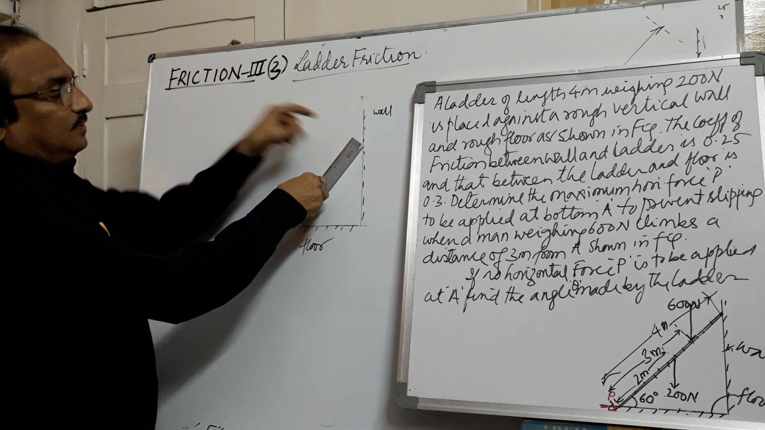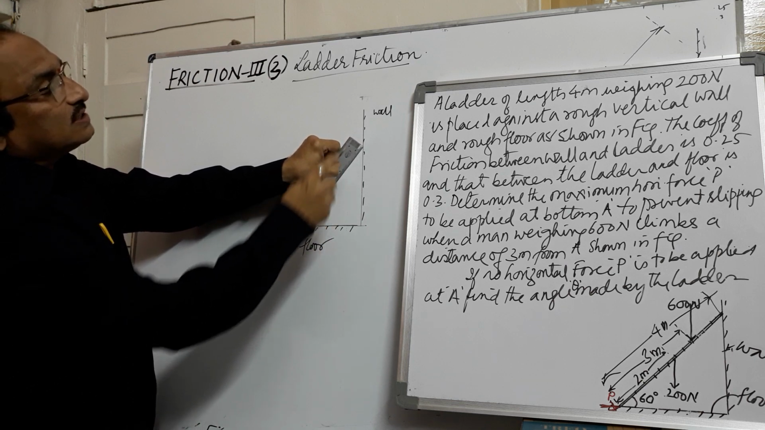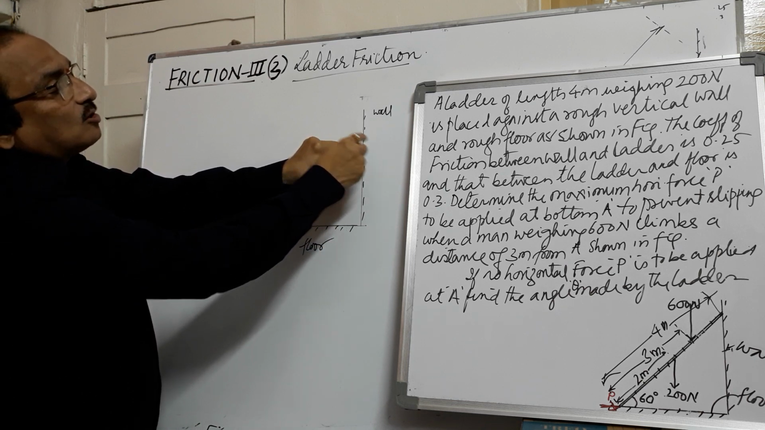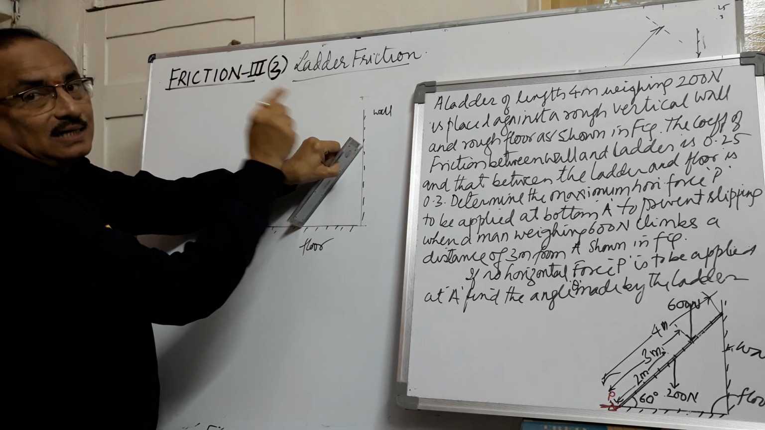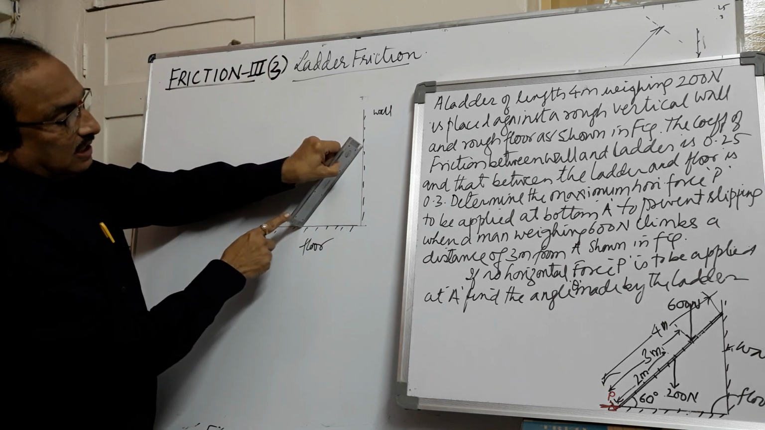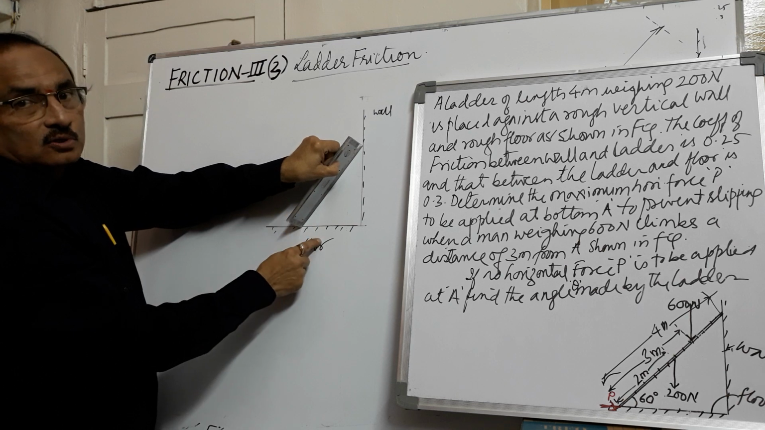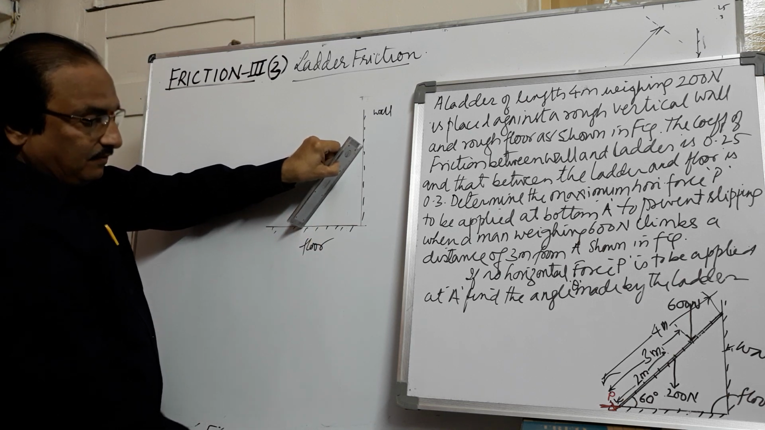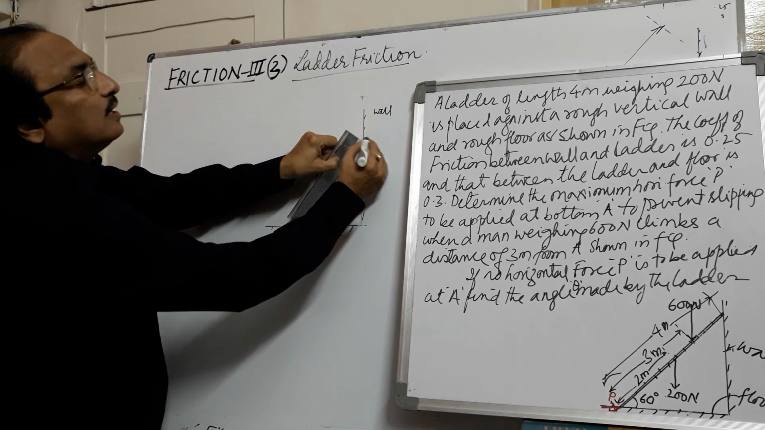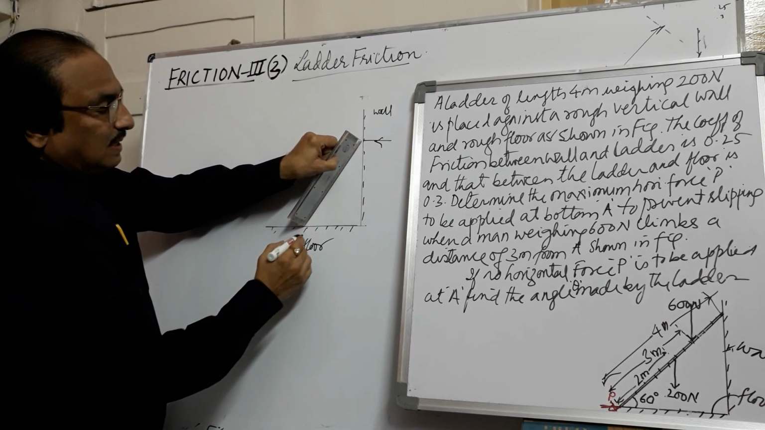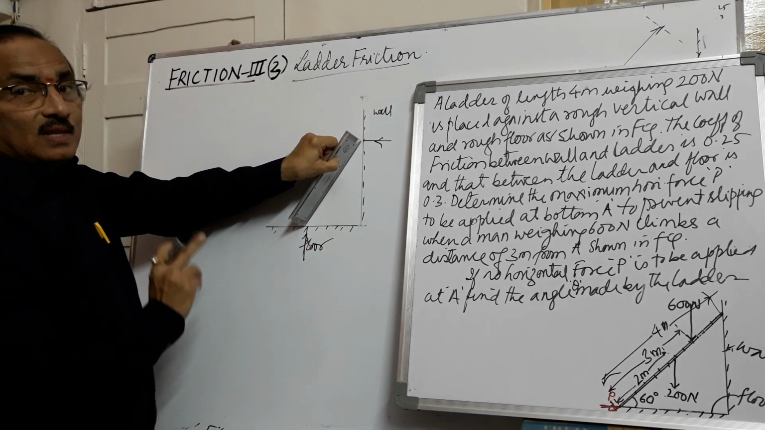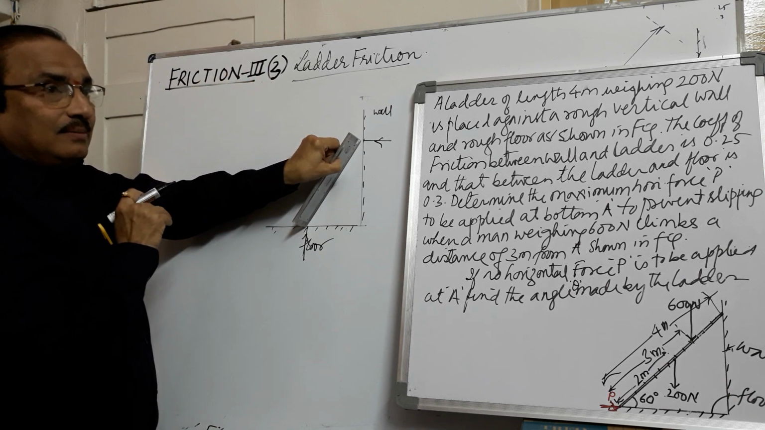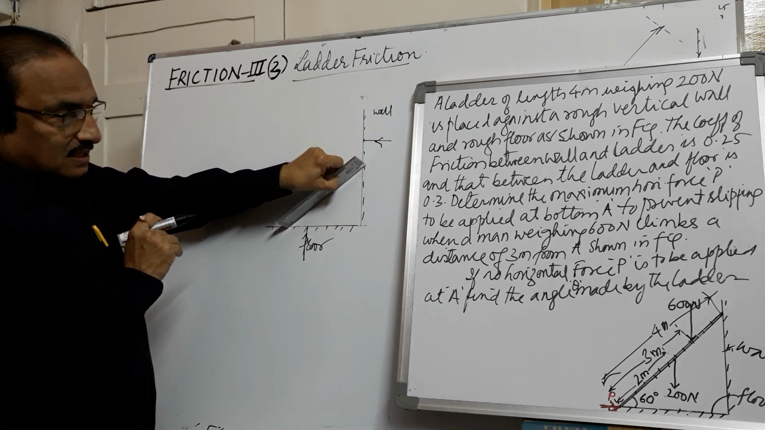Now here the important thing for you to note is the ladder has contact with the wall. So wherever there is contact, there will be a reaction. There is contact between the ladder and the floor, so there will be a reaction here, and we know the reaction always acts perpendicular to the plane. So here the reaction will be like this, and here the reaction will be like this. This is one. Now when you try to climb up, it will slip down like this.